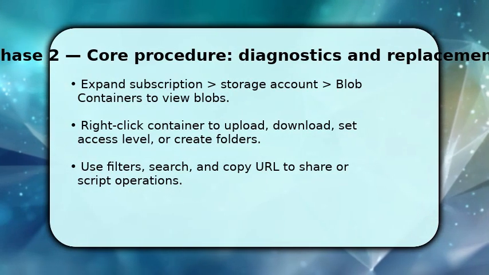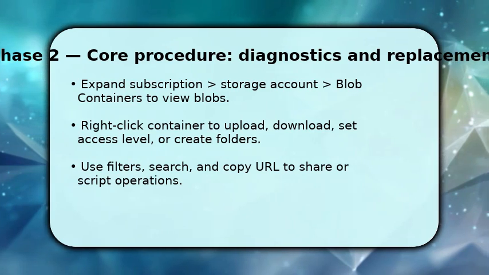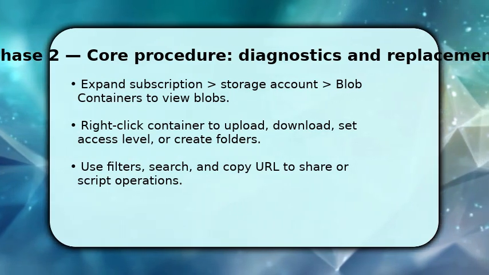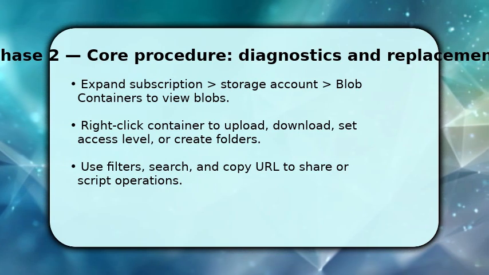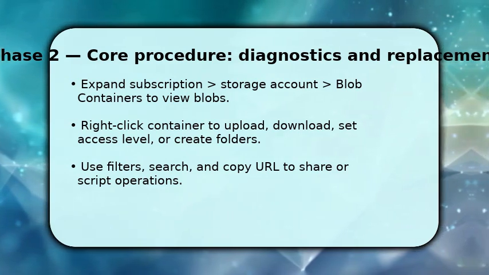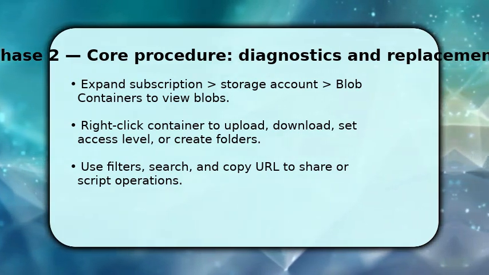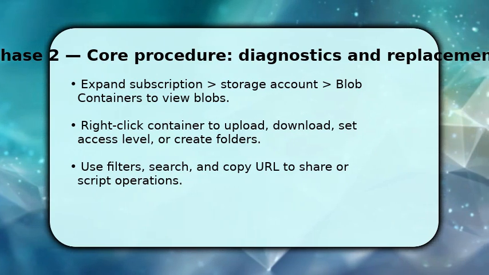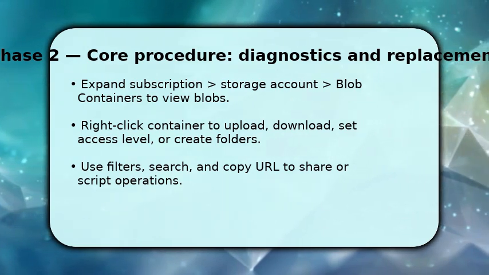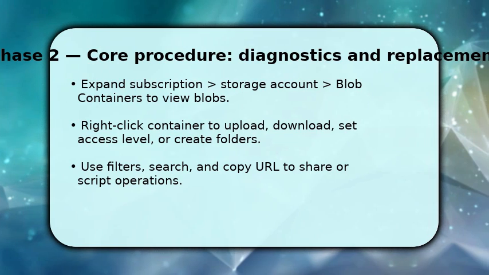You now move into Content Management. Locate the target storage account, expand blob containers, and select the container you want to work with. To upload, drag files, or use Upload dialog, set content type and metadata if needed. Once uploaded, select items to download, delete, or set access tier.